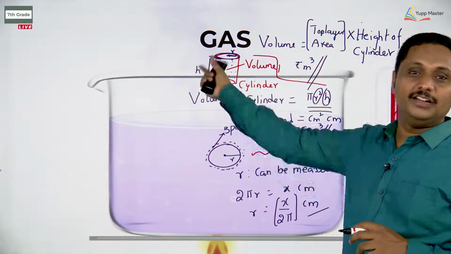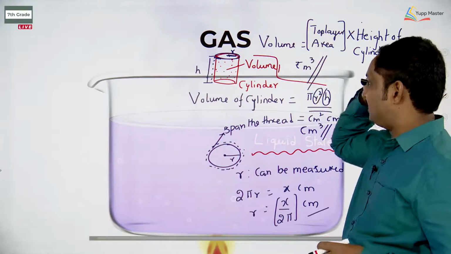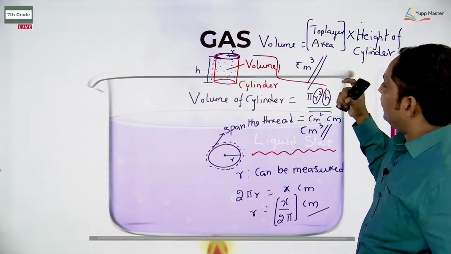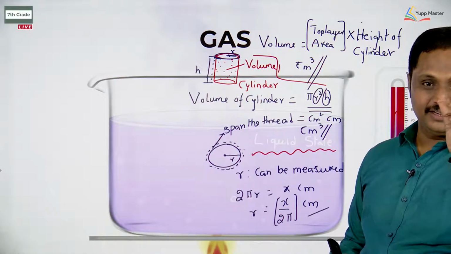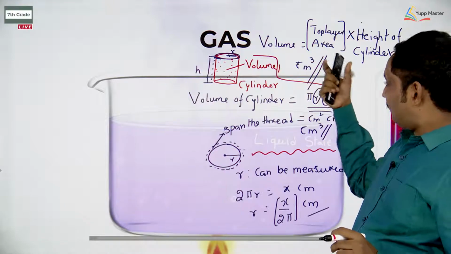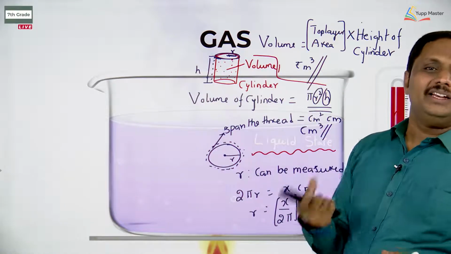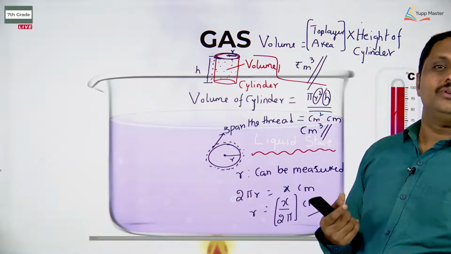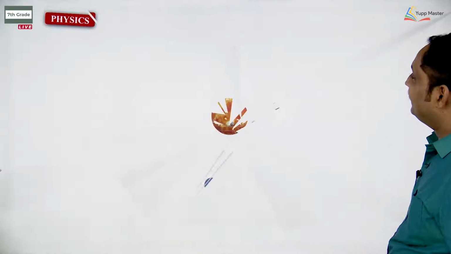Don't go for some dangerous situation. Right, that's what you can take, the measurement of a cylinder. That is regarding the top layer area and total height, and that gives the volume of the cylinder. Very good. Now let's go for another one.